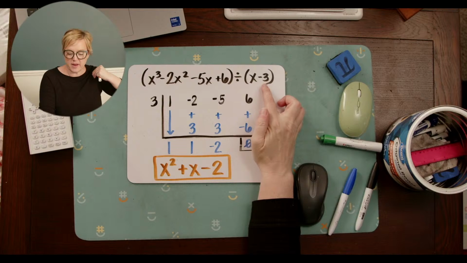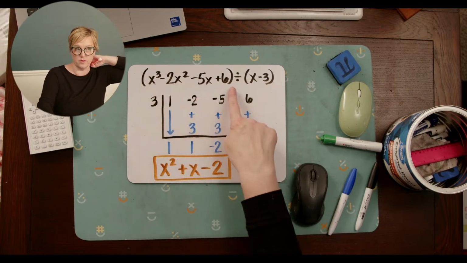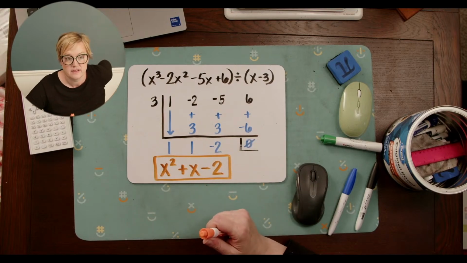Then I would have x minus 3 times x squared plus x minus 2 would equal this if I multiplied them together.